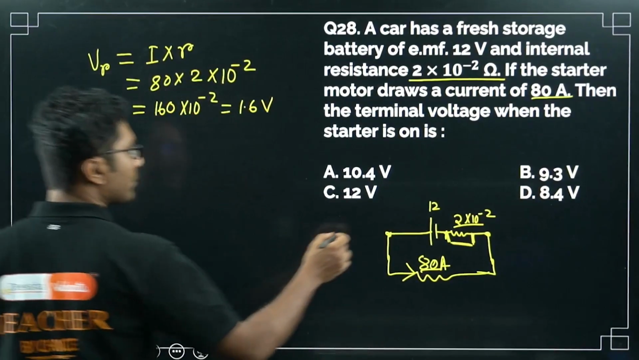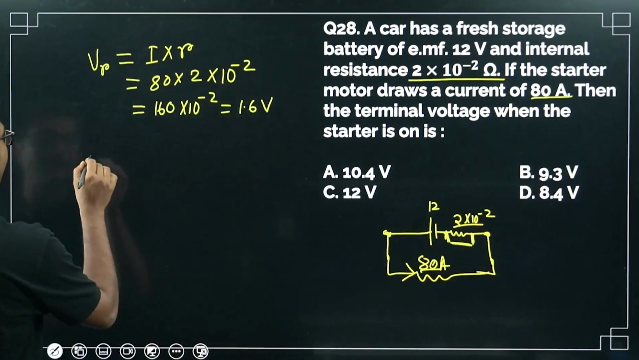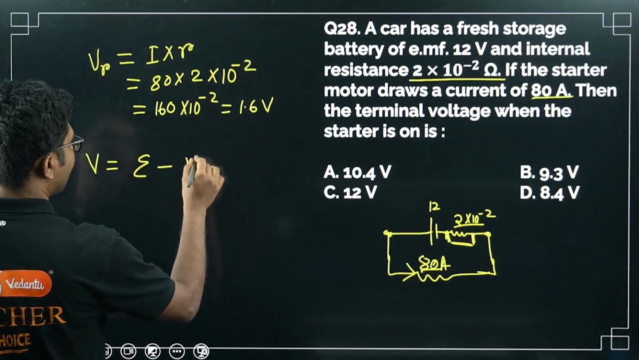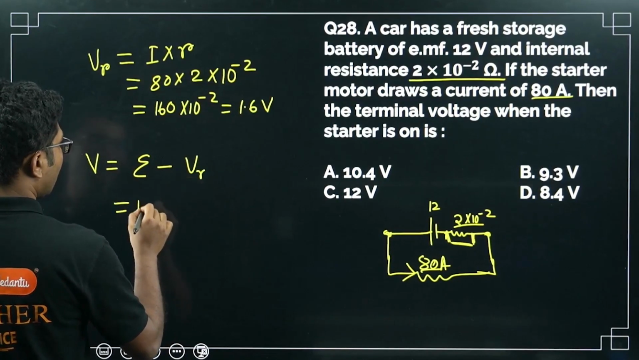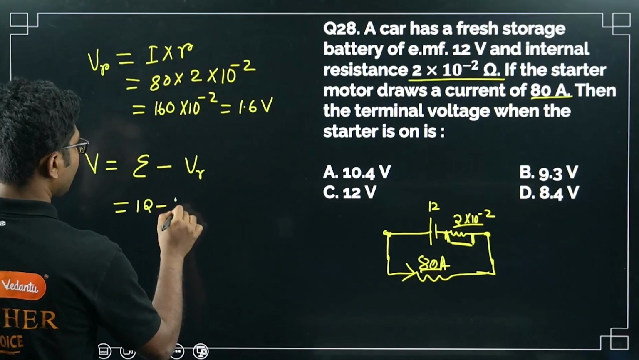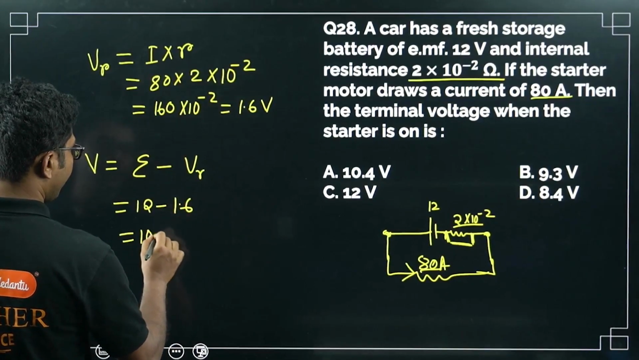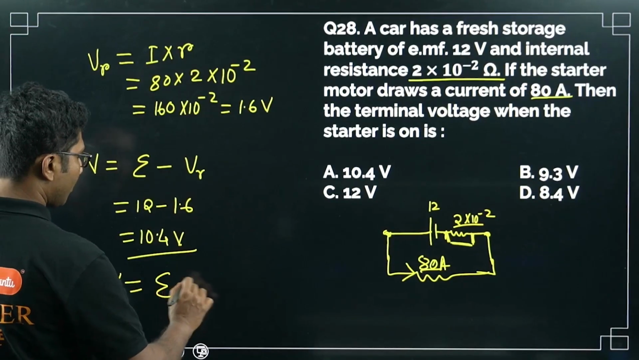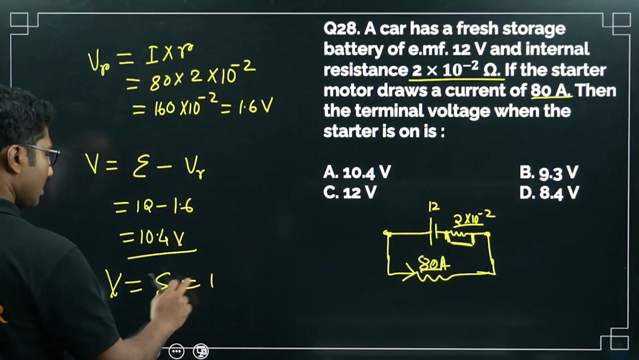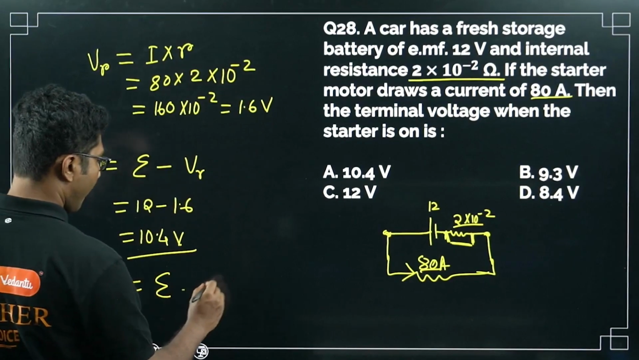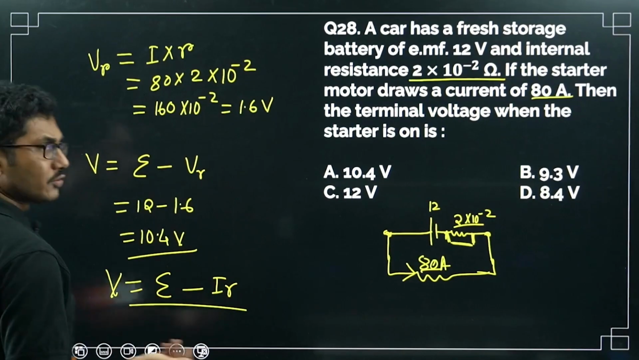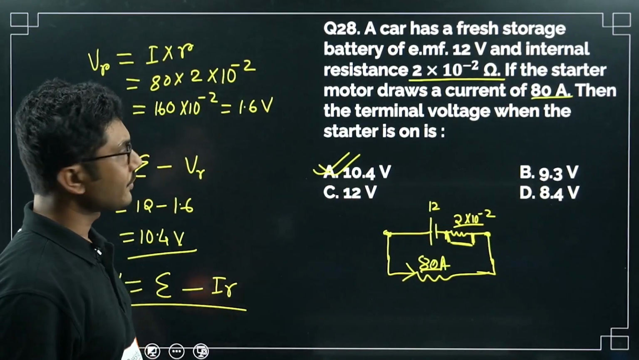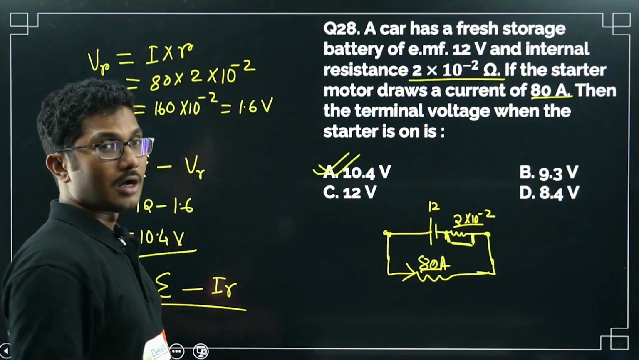So how much actual voltage are we getting? The actual voltage that we are getting is basically epsilon minus VR, or 12 volt minus 1.6, so 10.4 volts. You can use one more formula, that is V is equal to epsilon minus IR. That is also fine. That is a simple, straightforward question with a straightforward answer. This question is one of your previous year questions, so this kind of question is very common from this chapter.